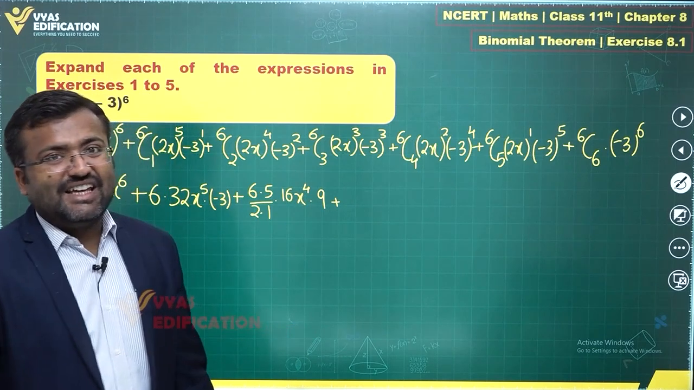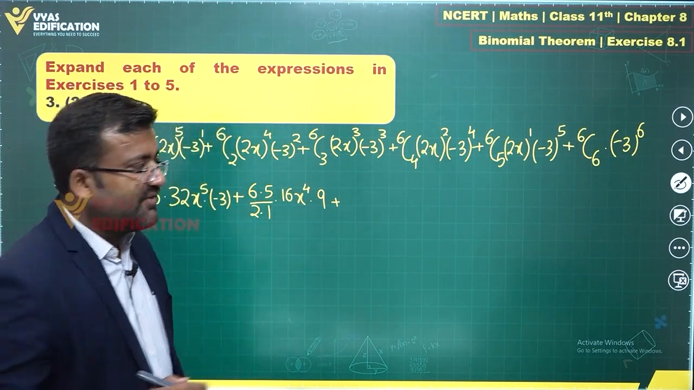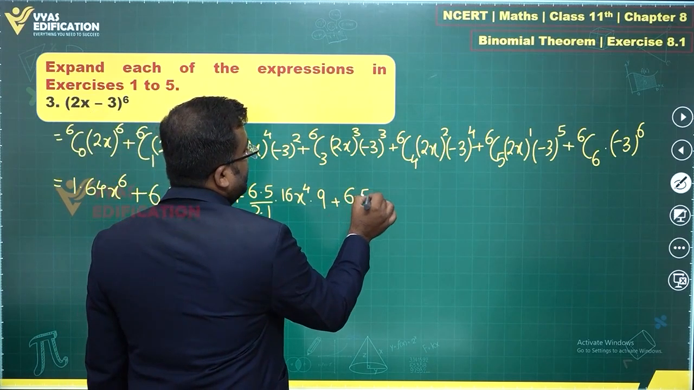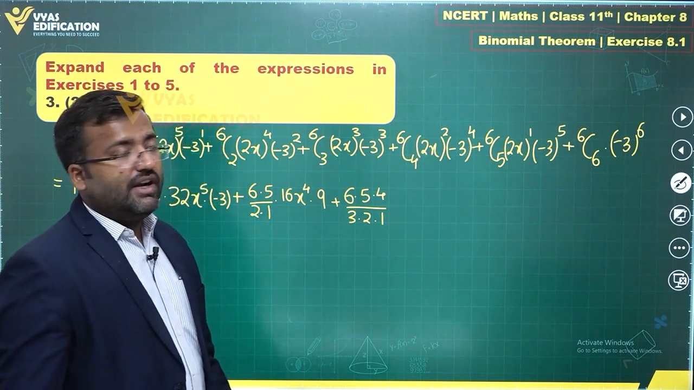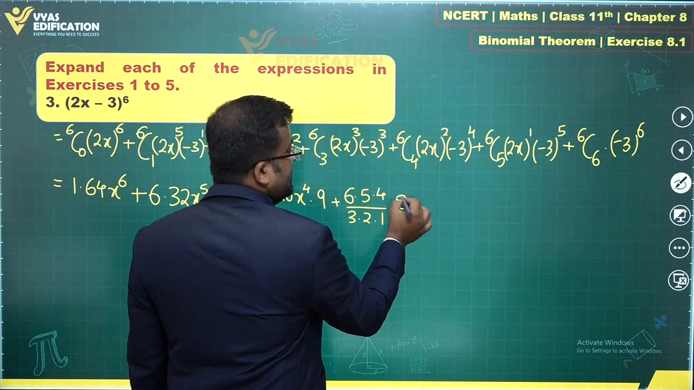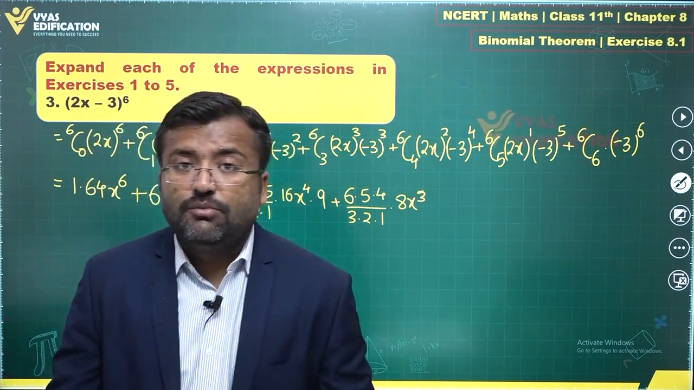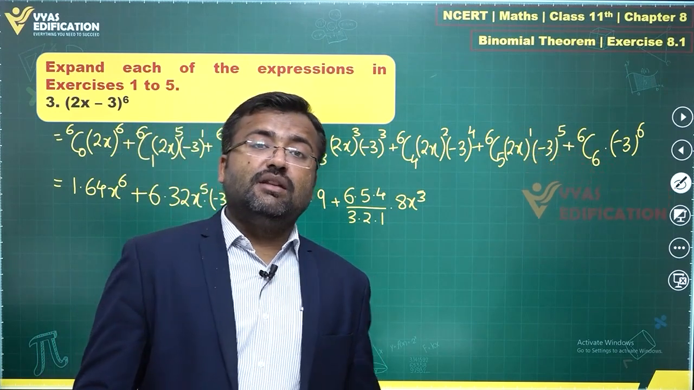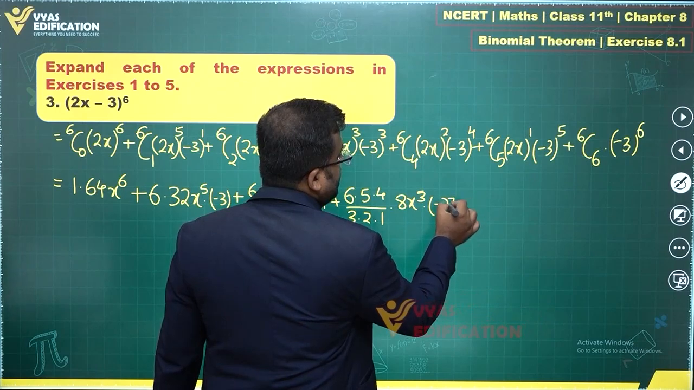Plus. What is 6C3 equal to? 6C3 is 6 times 5 times 4 upon 3 times 2 times 1, right? 6, 5, 4 in the numerator over 3, 2, 1 in the denominator. That's what you have. (2x)^3 will be 2^3, 8x^3. What is (-3)^3? Since it is an odd power, there will be a minus remaining, and 3^3 is simply 27. So this is minus 27.